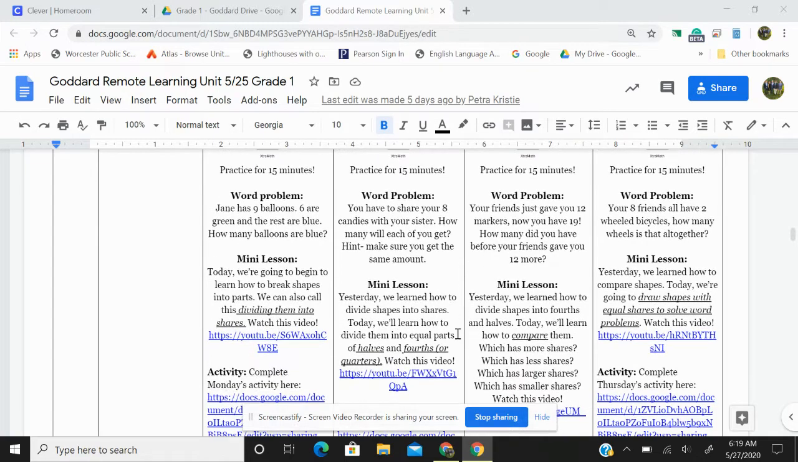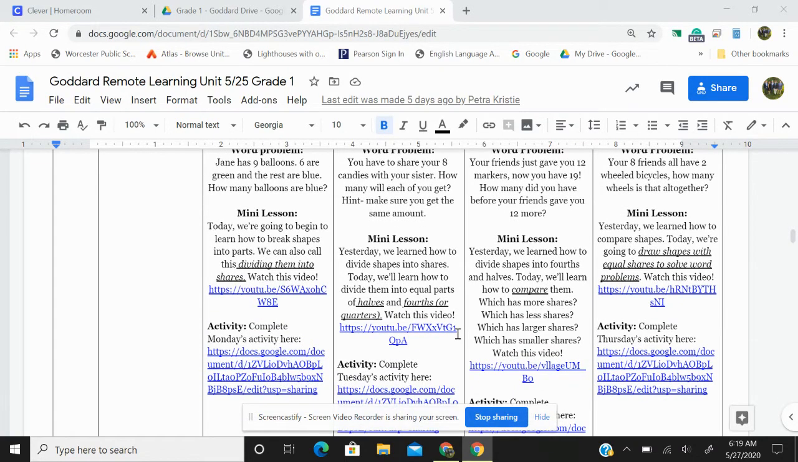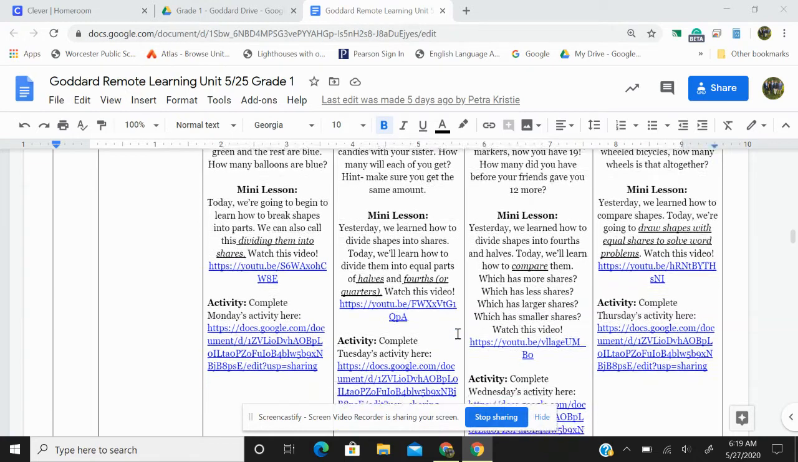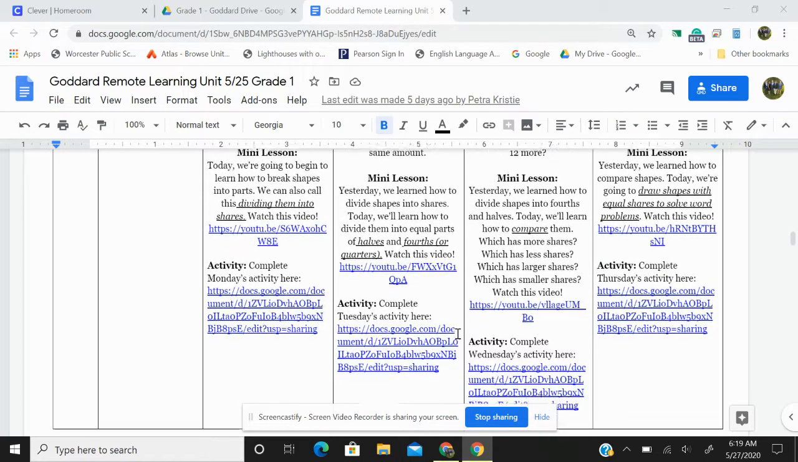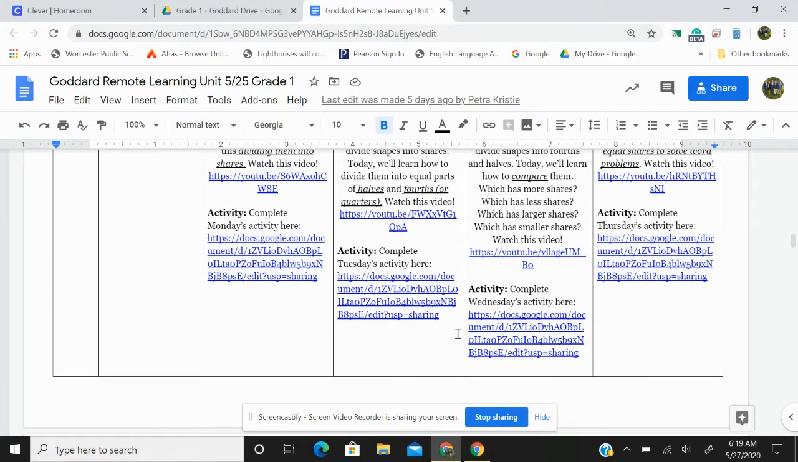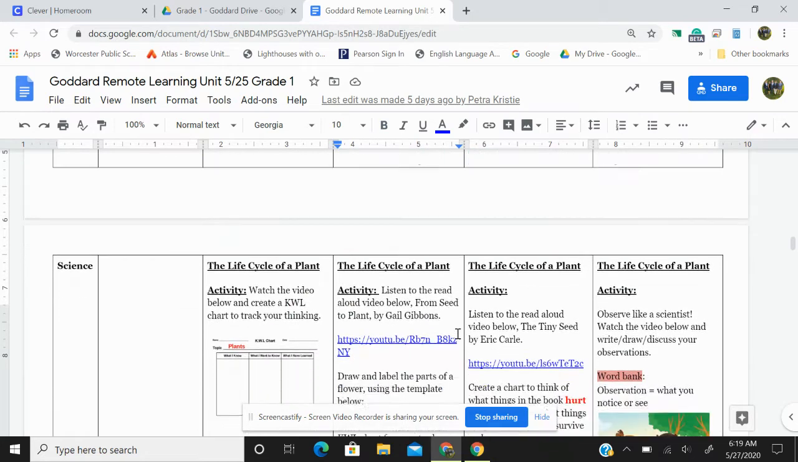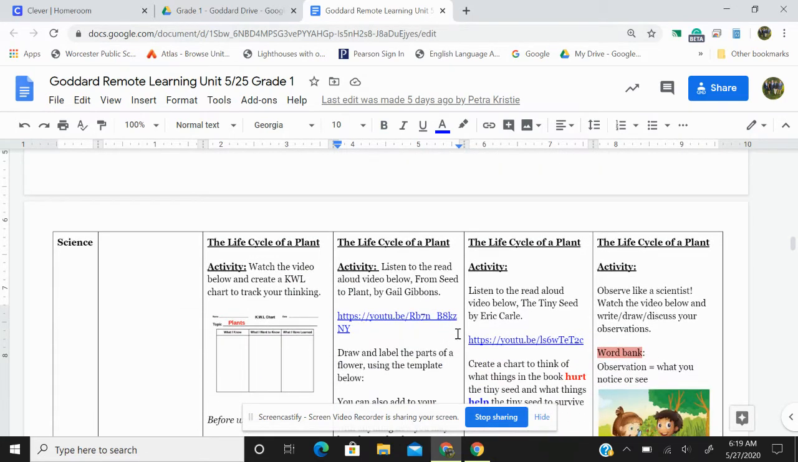Your mini lesson. Yesterday we learned how to divide shapes into shares. Today we'll learn how to divide them into equal parts of halves and fourths or quarters. Watch this video to learn how. Here's an activity. Click on this link here for your activity.